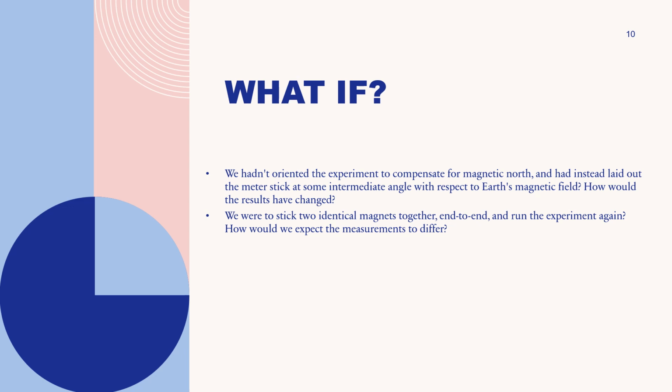What if we were to stick two identical magnets together end to end and run the experiment again? How would we expect the measurements to differ? Our measurements would be in the same direction with the same signs, but they would be doubled in magnitude.